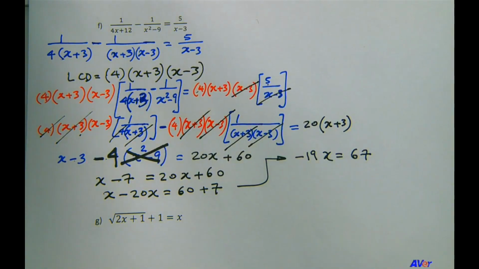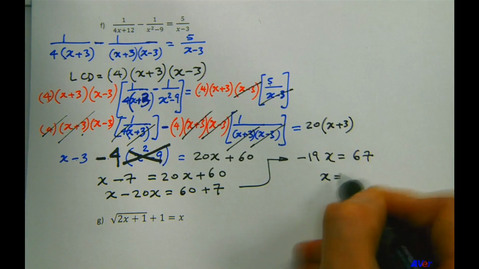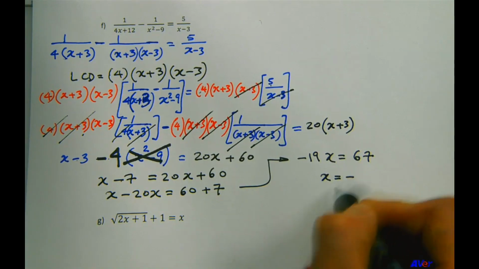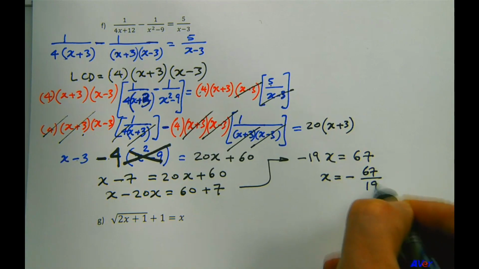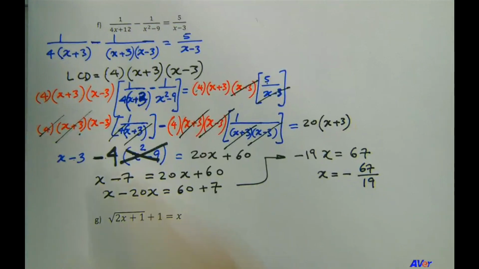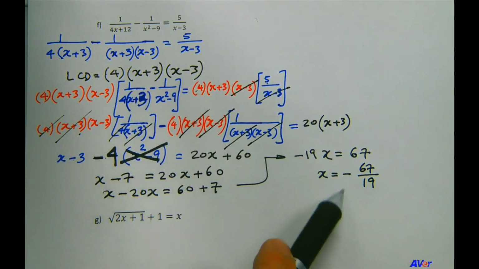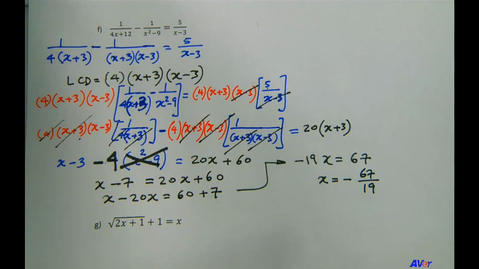Right? So then what do we end up with? We end up with x equals minus 67 divided by 19. Okay, so I'm going to double check really quickly here just to make sure that I didn't make any error, and then we will check this answer in the original equation to make sure that it checks out or not.